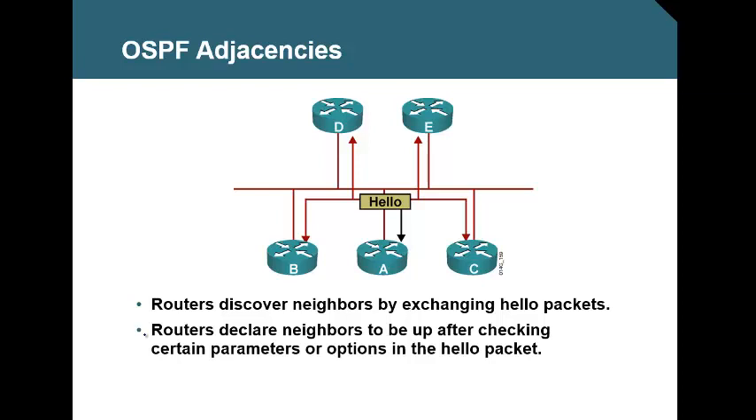Likewise, for B and D to form a neighbor, the area ID must match on both sides. Not only the area ID, timers should match. Not only the timers, the subnets in which they are must match.